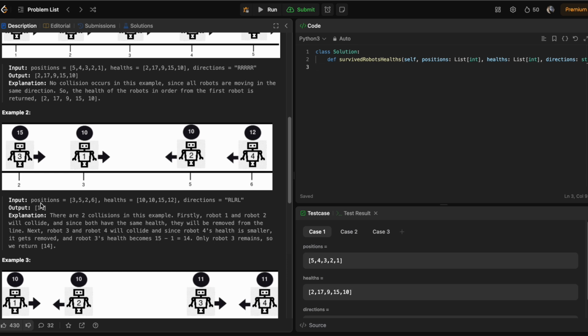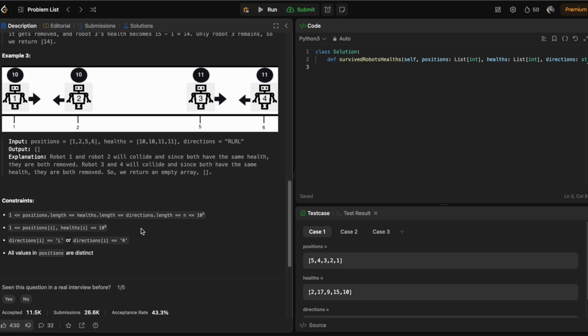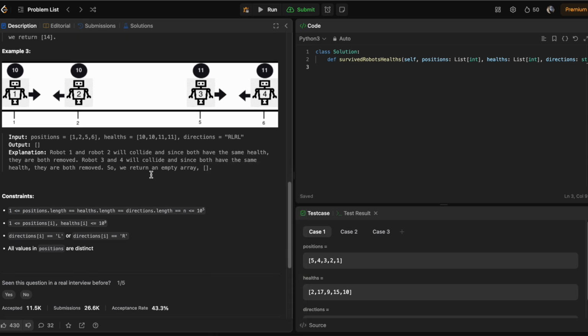And then the second one, positions is 3, 5, 2, 8, health is 10, 10, 15, 12, directions is RLRL, and then the output is only 14, because 14 is the health of the only robot that survives, which is robot 3, this one. And then finally, we have positions 1, 2, 5, 6, and so on. And then no robot survives, so it returns a blank array.